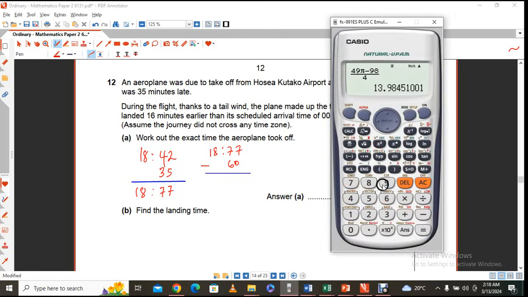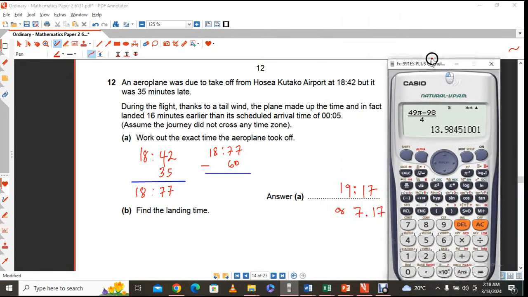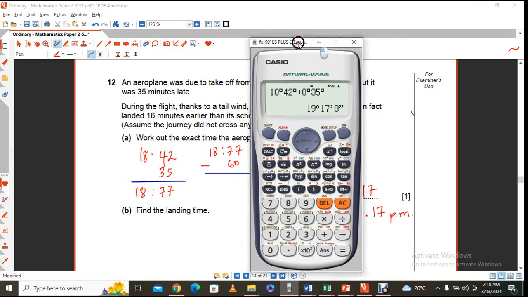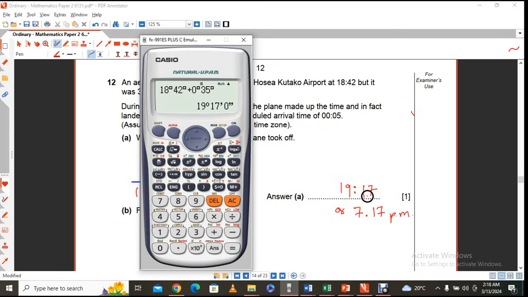You can also use your calculator just to make sure that you get the answer. So I will say 18 hours, 42 minutes, plus 0 hours and 35 minutes. You see that I have 19 hours and 17 minutes, which is how you write your answer in time, like that.